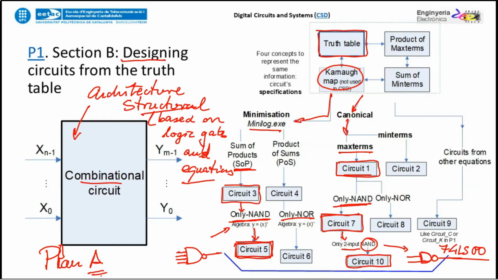Plan B, which is going to be a kind of behavioral implementation of circuits, and Plan C, which is like Plan A, but with the idea of using a multiple file design. This time, we will refer to Plan A, a circuit like this one, like the circuit 3, which is small and derived from a simple equation.